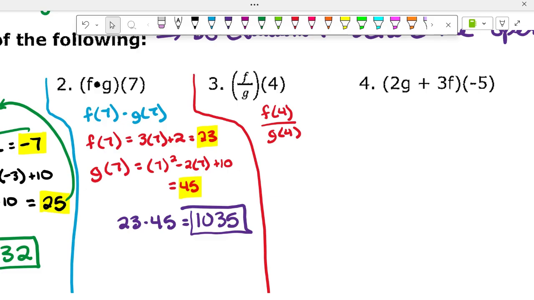So guys, while you're doing this, if you want a calculator, I don't care if you grab one. Yeah, calculators are allowed on the EOC, so I don't mind.